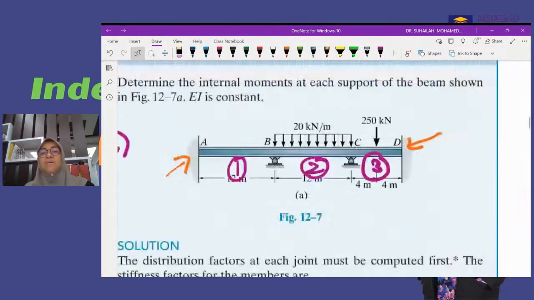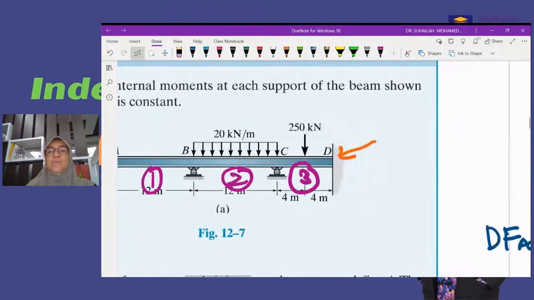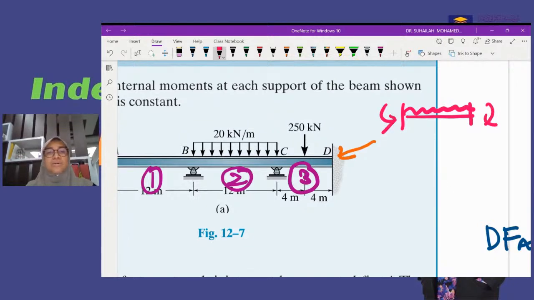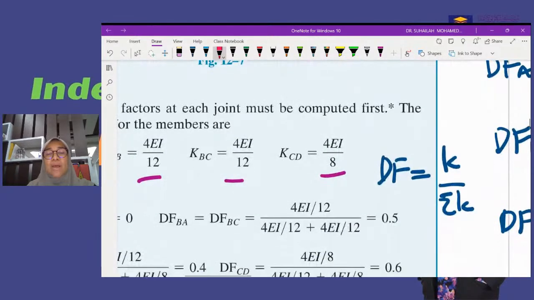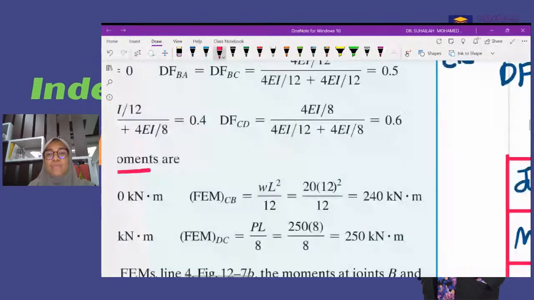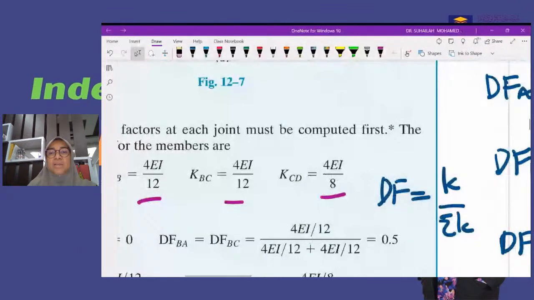So we have a member BC. So we will use this formula. Okay, like this. This is 12, this is 20. So we determine using the formula WL squared over 12. WL squared over 12, so we get 240, 240. So we get here 240.